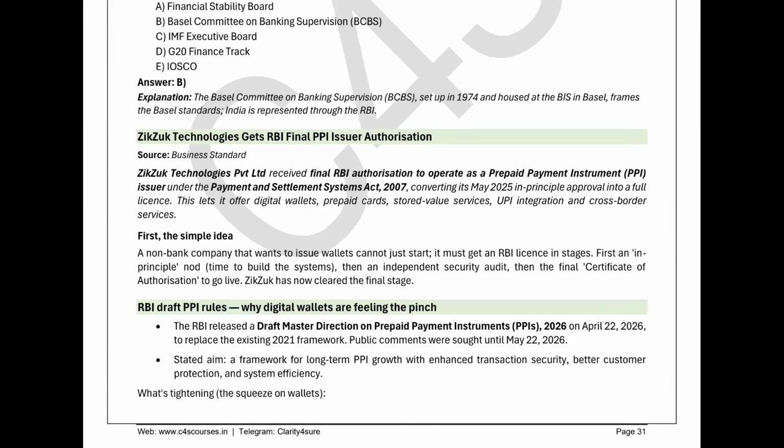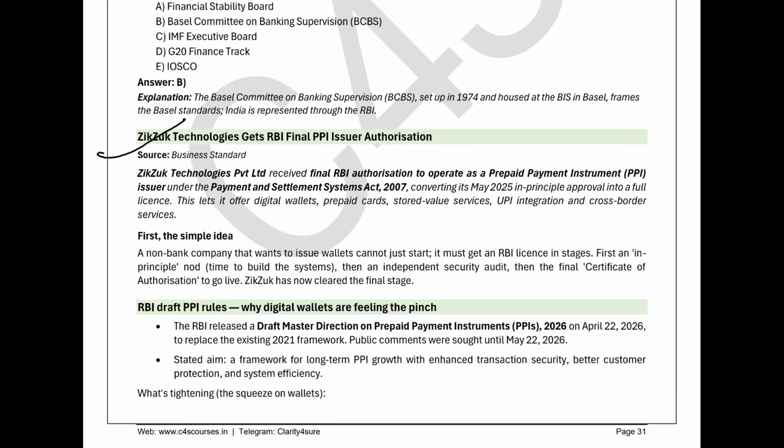Zigzag technology gets RBI final PPI issuer authorization. ये याद रख लो, एक line news है. Is it clear? Which is Zigzag Technologies Private to receive final RBI authorization to operate as prepaid payment instrument, that is PPI issuers under the Payment and Settlement Act of 2007. Nothing much in that. RBI draft PPI rules. Why digital wallets are feeling the pinch?